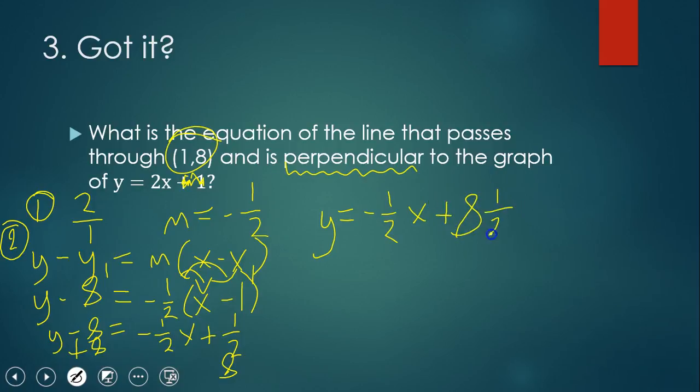Other acceptable answers include, let's see, 8 times 2 is 16 plus 1 is 17, so 17/2 also works. Decimals do not work. Why? Because there is a fraction in my problem. So this should be your answer.